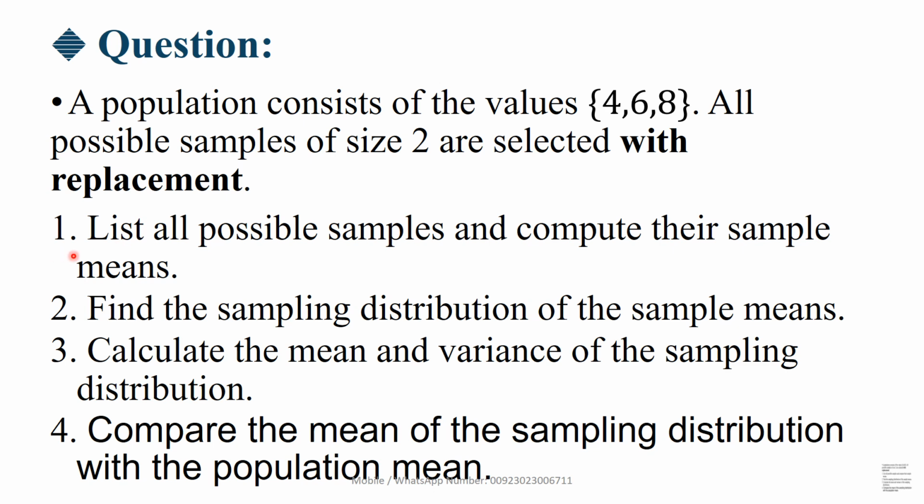Point 1. List all possible samples and compute their sample mean. Second point, find the sampling distribution of the sample means. Now, third point, calculate the mean and variance of the sampling distribution. Fourth, compare the mean of the sampling distribution with the population mean.